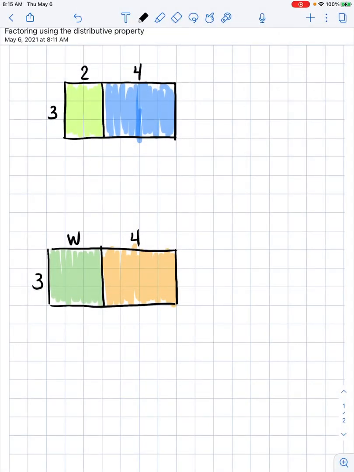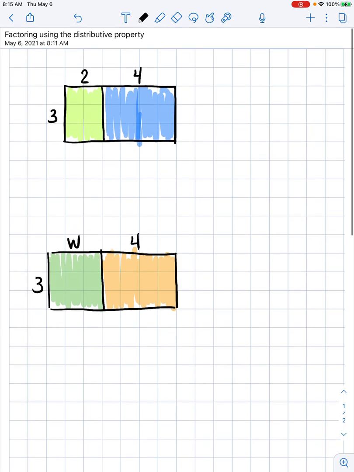The distributive property is super important when we get to algebra. We can use the distributive property to do two things, and they're both directly related to each other, or should I say inversely related. The first thing we're going to talk about is how to factor using the distributive property.